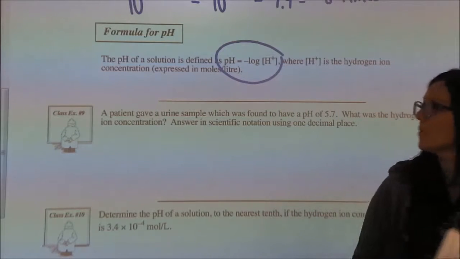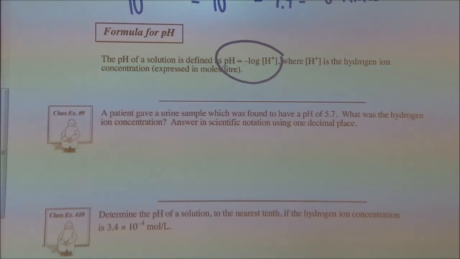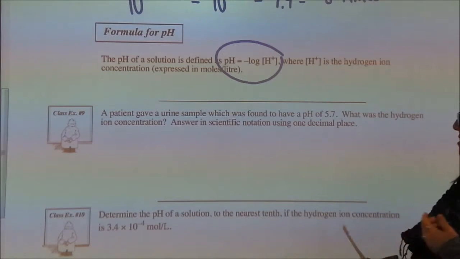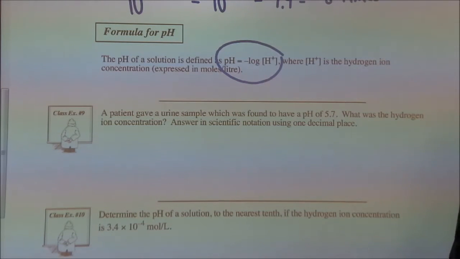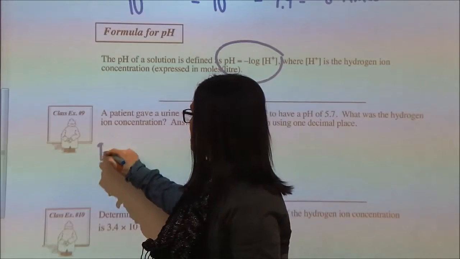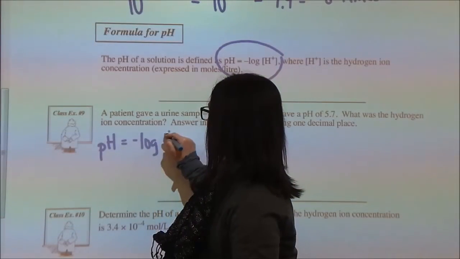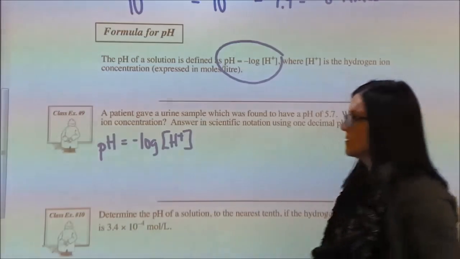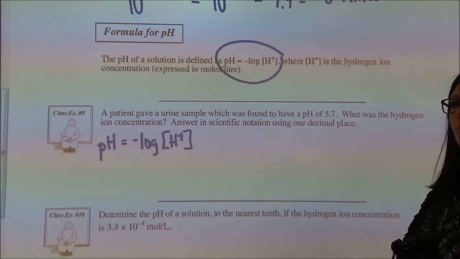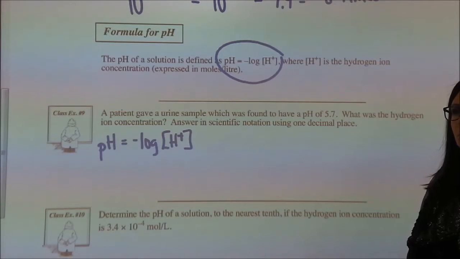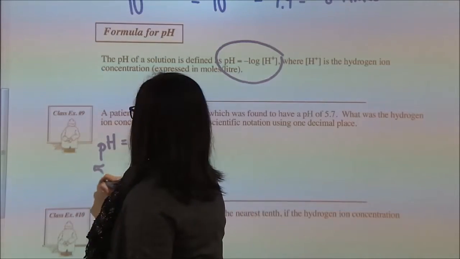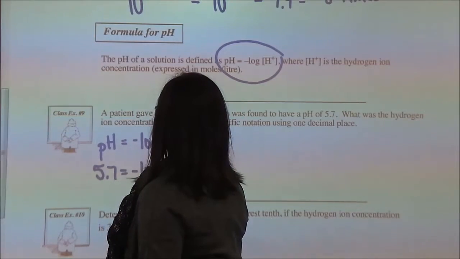Some of you have seen this formula already. The pH of a solution is defined as pH equals the negative log of the hydrogen ion concentration expressed in moles per liter. So a patient gave a urine sample that was found to have a pH of 5.7. What's the hydrogen ion concentration? Answer in scientific notation to 1 decimal place. So in my formula, pH equals negative log hydrogen ion. Where does 5.7 go? For the pH. So 5.7 equals negative log hydrogen ion.